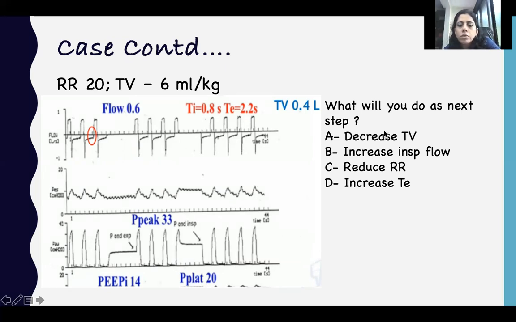So what do you think is the reason that the intrinsic PEEP is so high? To avoid the intrinsic PEEP rising further, what we should do is come down on the respiratory rate. The tidal volume is ideal, but we should decrease the respiratory rate as low as possible to allow complete exhalation, or to allow the expiratory graph to touch the baseline.